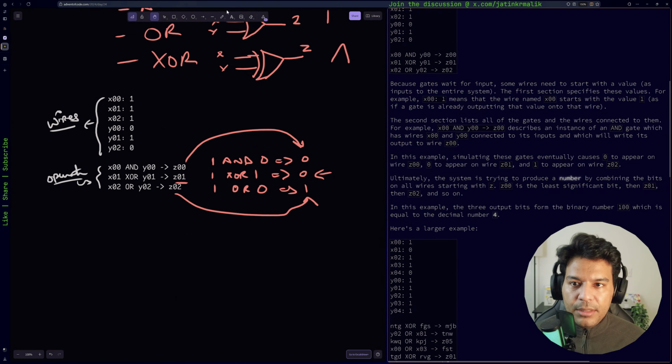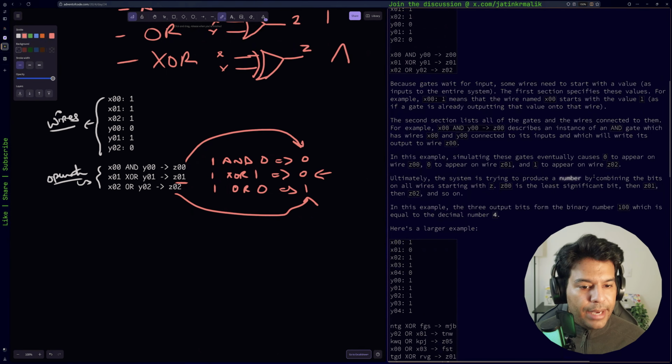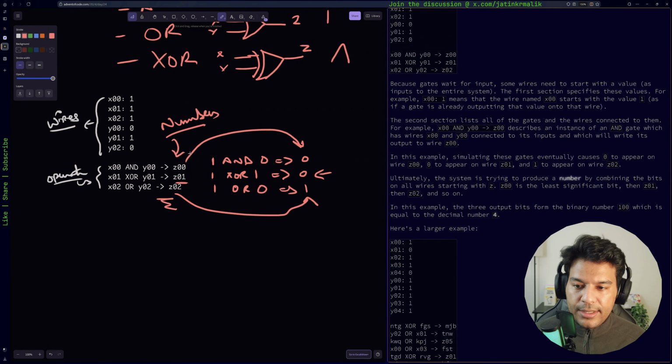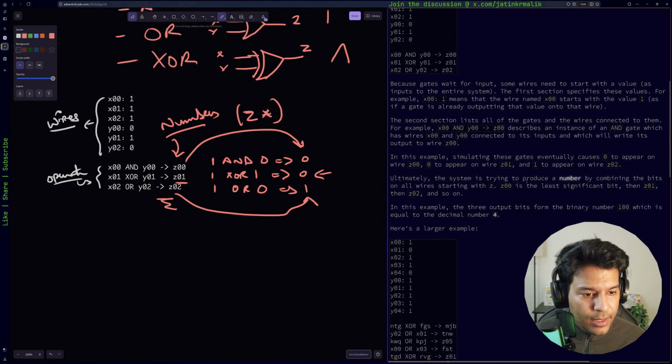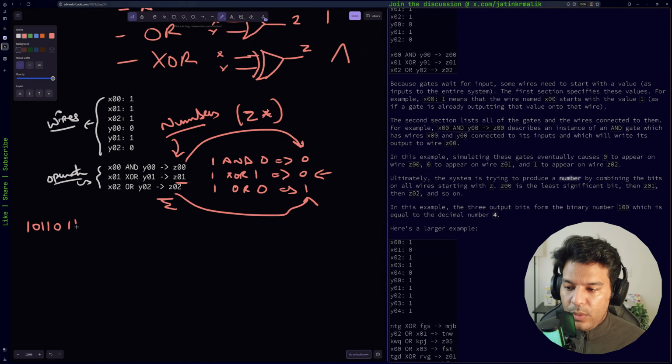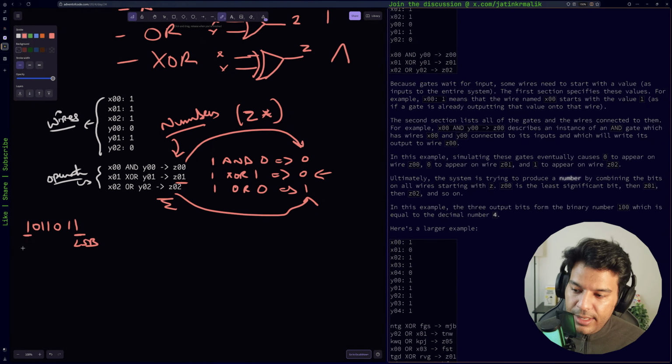Ultimately, what the system is trying to do is produce a number by combining the bits on all wires starting with z. So these are our outputs, and you have to create a number out of the wires that start with z, using a wildcard pattern z*. z00 is the least significant bit, and so on. In a binary number, for example 101111, the rightmost bit is called the LSB, the least significant bit, and the leftmost bit is called the MSB, the most significant bit.